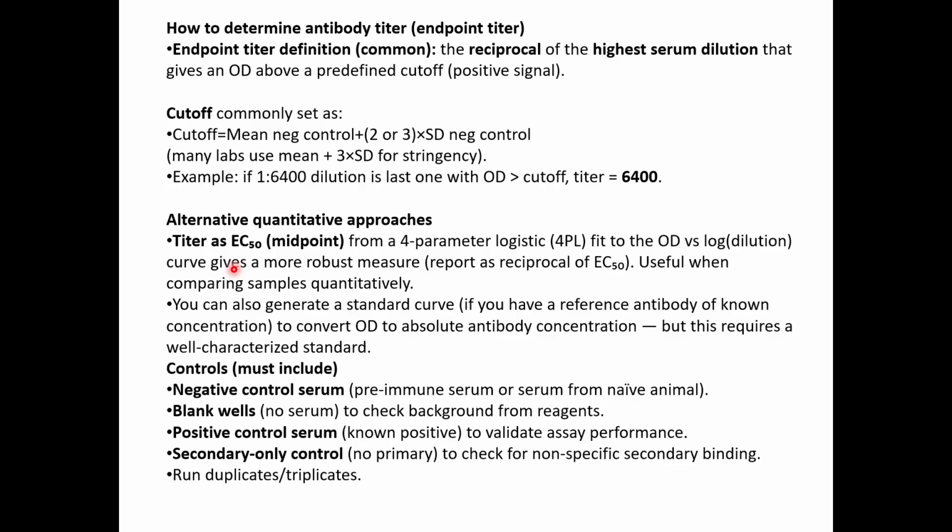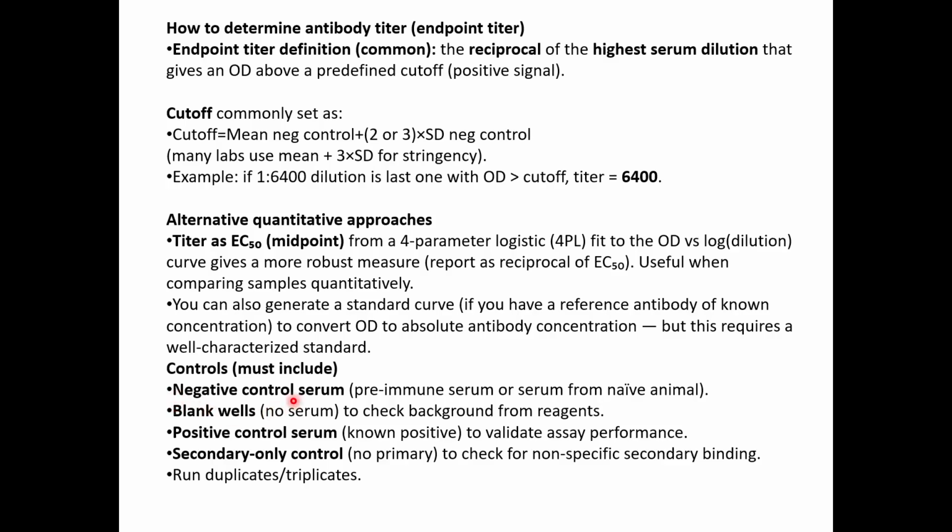Alternatively, you can also have titer as EC50, which is the midpoint. This is from a 4-parameter logistic fit to the OD versus log dilution. No need to get into much detail of this. It is useful when comparing samples quantitatively. You can also have a standard graph like in protein estimation. If you have a reference antibody of a known titer value or a known concentration, then you can compare that with your unknown and find out the titer of your unknown.